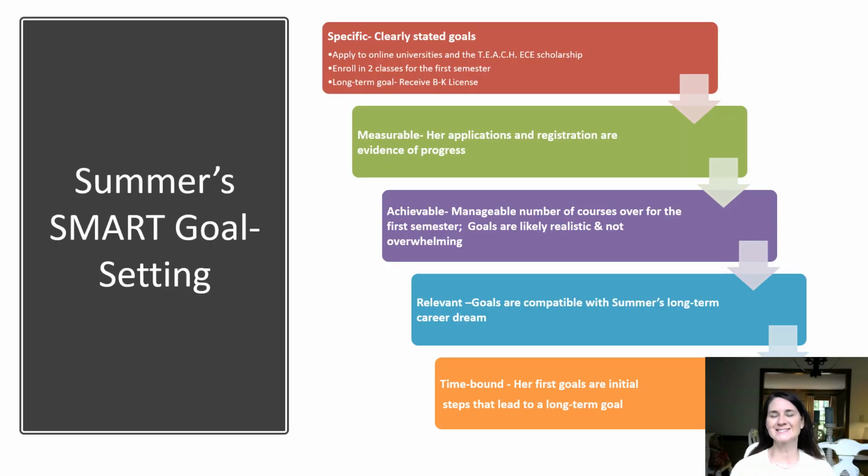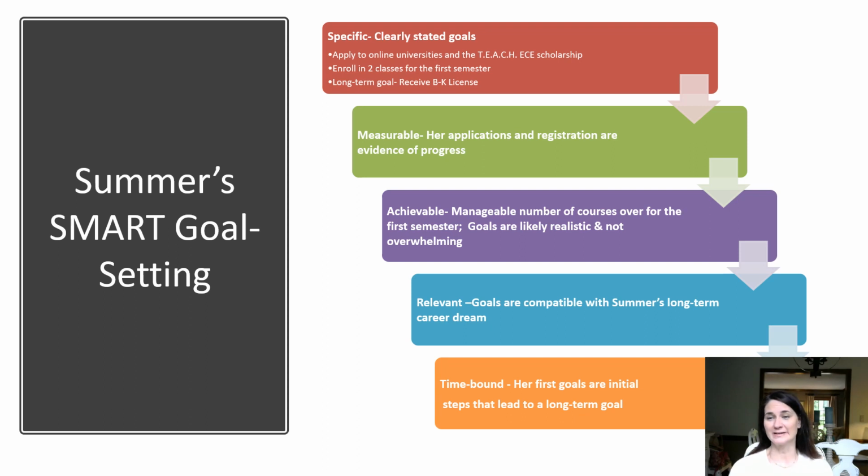When we look at Summer's goals, we can see that they are SMART goals. They are specific. She wants to apply to the 2+2 universities and the Teach Early Childhood Scholarships. She wants to at least take 2 courses for that first semester and see how things go. They are measurable. She can measure them by meeting those deadlines for applications and being accepted. And they are achievable as far as she knows. She believes that she can handle 2 classes. Beyond that, she will see what happens.